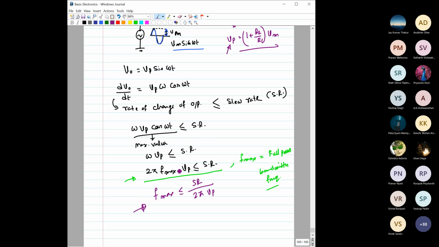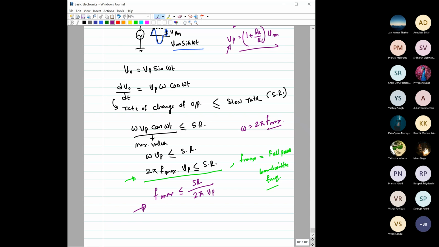Okay, f max. Omega is the angular frequency, which can be related with the linear frequency like this: omega equals 2 pi f. So this f we are saying is the maximum frequency, because if you go beyond this frequency for this Vp magnitude, then you will get distortion.